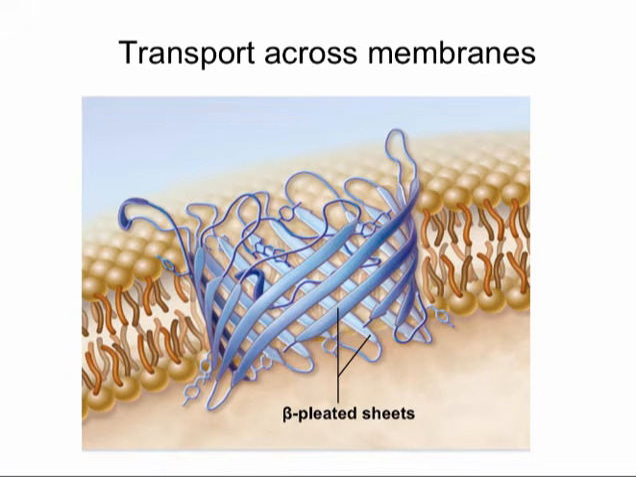We're going to take a closer look at how molecules move across the membrane. So there is a possibility of molecules simply diffusing through the plasma membrane, and this will be particularly for molecules that are lipid soluble, such as steroids that are derived from cholesterol or fatty acids. Those can just simply diffuse through the plasma membrane.